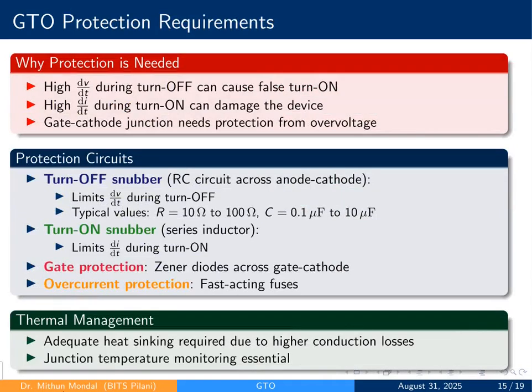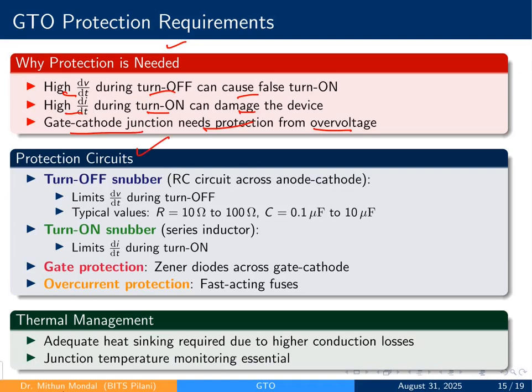GTO again requires some protection due to high dV/dt and high di/dt, which arise during the turn off and turn on characteristics of the GTO, and which can damage the GTO. So we need some form of protection of the GTO from overvoltage in the gate cathode junction.